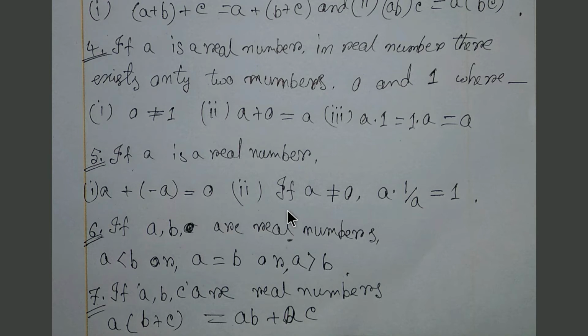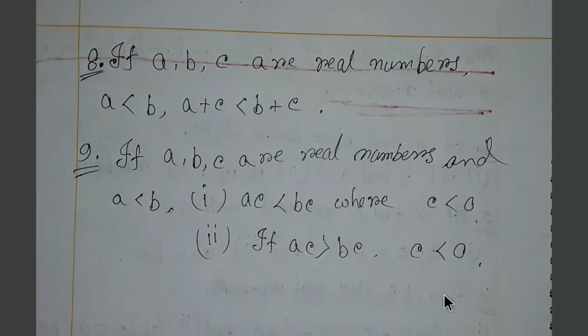If a and b are real numbers, then a less than b, or a is equal to b, or a greater than b. These three things can happen. If a, b and c are real numbers, then a into b plus c is equal to ab plus ac. And some more things can happen here. If a, b and c are real numbers and a is less than b, then a plus c is less than b plus c also.